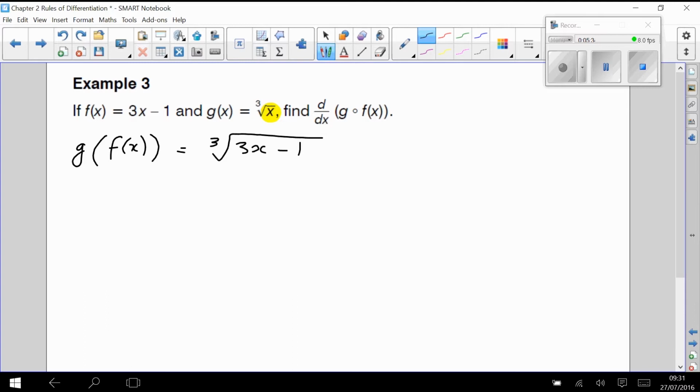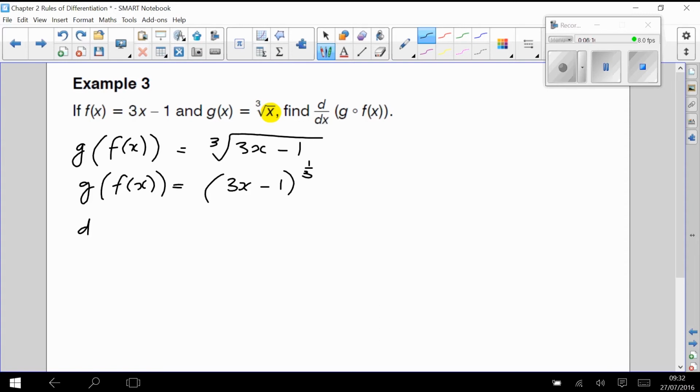Now remember, if I want to find the derivative of a function, I want to write it as a power function. So I'm going to now change the cubed root so that my function is to the third. So g of f of x, the function that I want to find the derivative of, is 3x minus 1 all to the third. You can now very nicely see your inner and your outer function. When I find the derivative of a composite function, I must find the derivative of the outer function and times it by the derivative of the inner function.